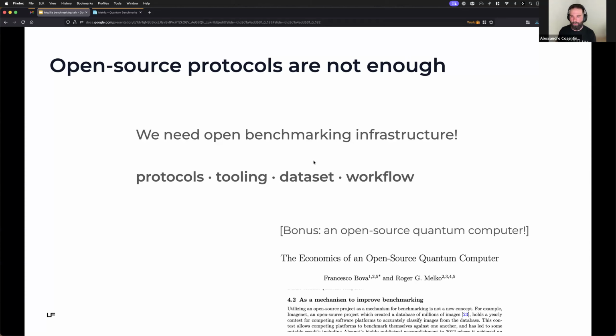It's an easy read, but an important one if you want to know more about open sourcing quantum.